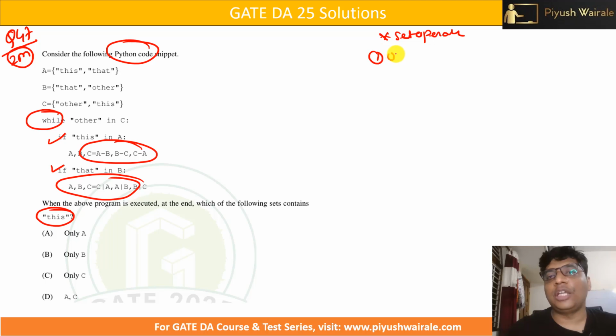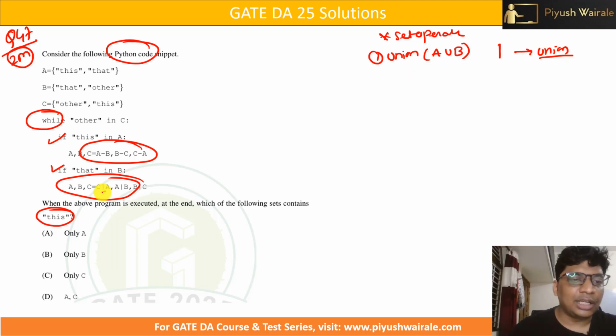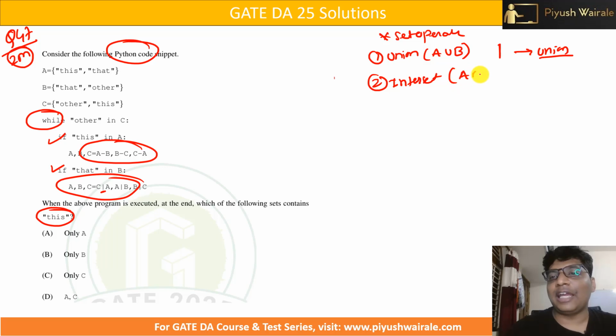First we have union. When we say A union B, in Python for union we use this vertical line symbol. So this is the union operator in Python, which is used here. Now about intersect, when we say A intersect B. I hope everyone knows about the set operations, we have learned this in 11th and 12th.